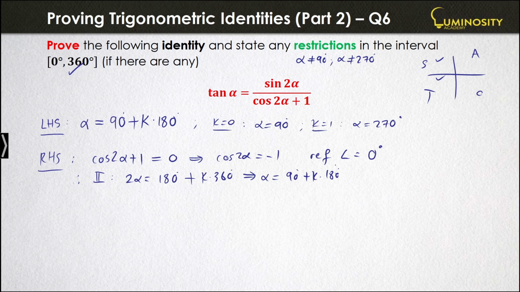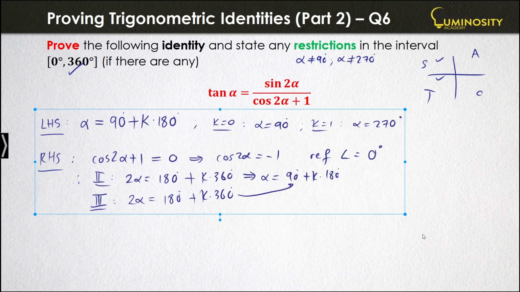And that's exactly this first restriction we had on the left-hand side. So we get the same answers there. And in the third quadrant, we have 2 alpha equals 180 degrees plus the reference angle. So you get exactly the same equation again. Alright, so those are all the restricted values. So now let's go ahead and start the proof.